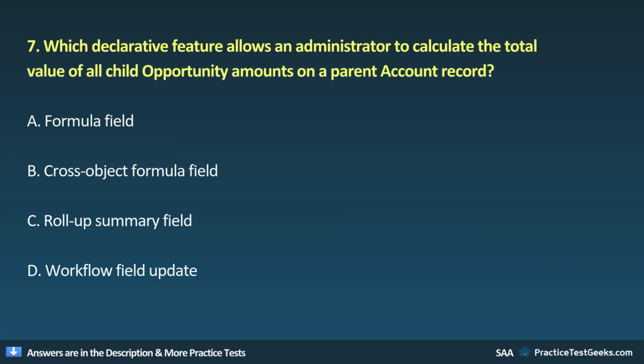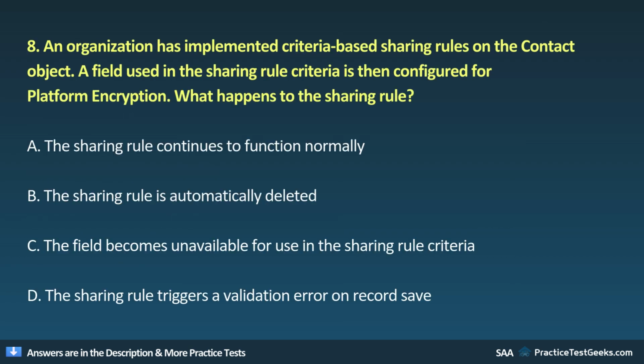7. Which declarative feature allows an administrator to calculate the total value of all child opportunity amounts on a parent account record? A. Formula field. B. Cross-object formula field. C. Roll-up summary field. D. Workflow field update.